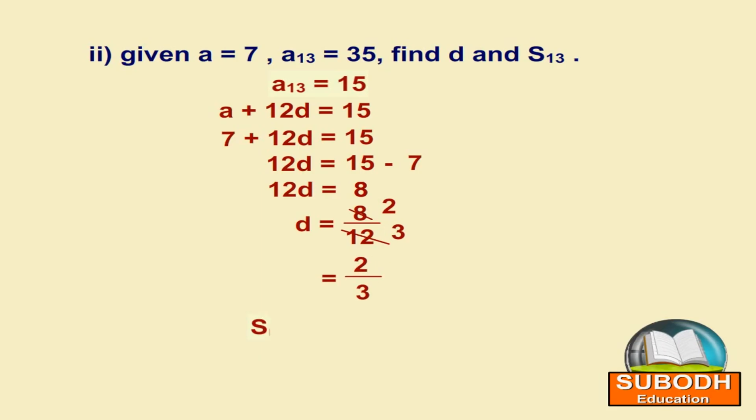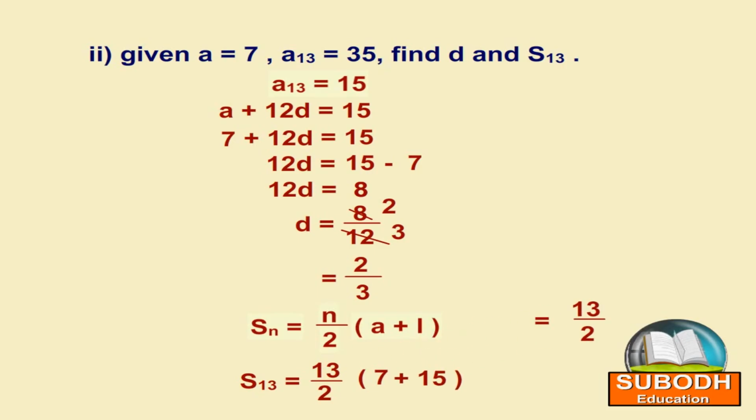Sn is equal to n by 2 into bracket a plus l. S13 is equal to n is 13 by 2. a is 7, plus l is 35. 13 by 2 into 7 plus 35, 42. 2 ones are 2, 21s are 21, 13 into 21, 273.